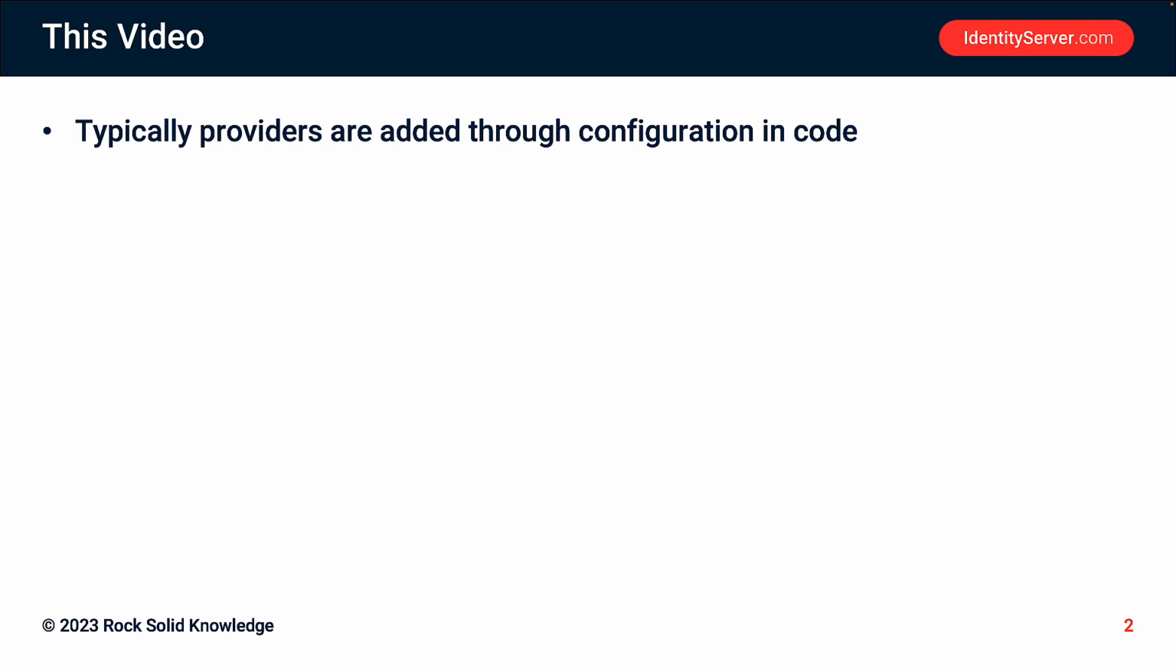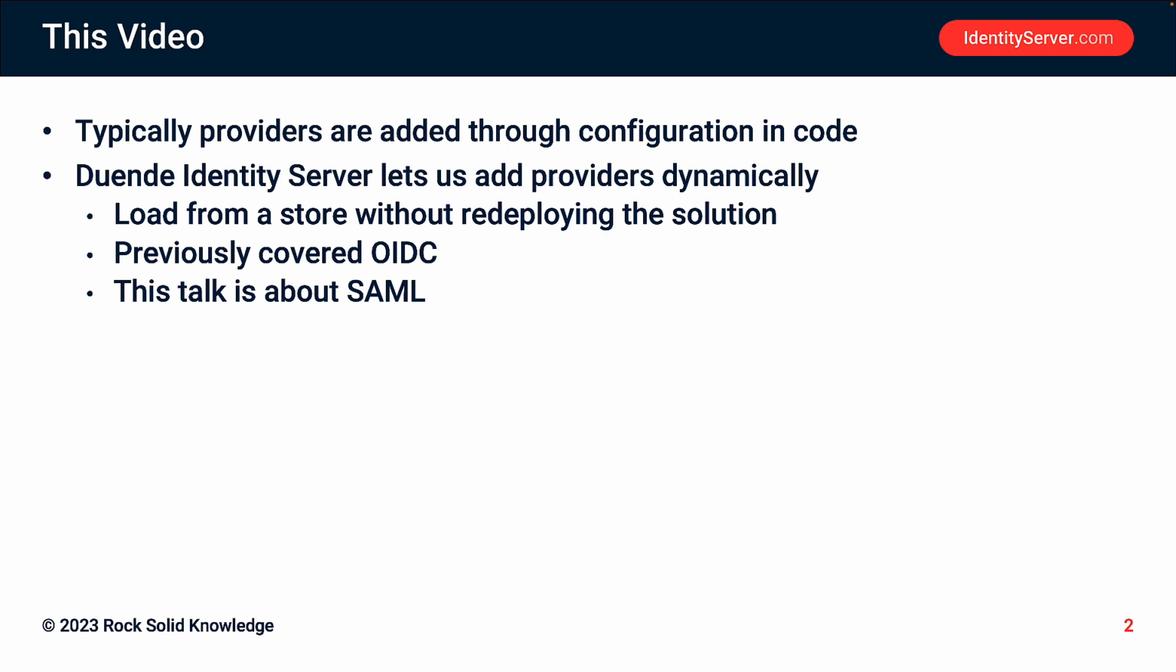Now, typically, authentication providers are added through configuration, and that's configuration that we put into our code. However, Duende IdentityServer lets us add and load providers dynamically. We can set up dynamic providers that are loaded from a store without the need to redeploy the solution. In a previous talk, we covered how to do this using OIDC, and in this talk, we'll see how we can do this with SAML providers.